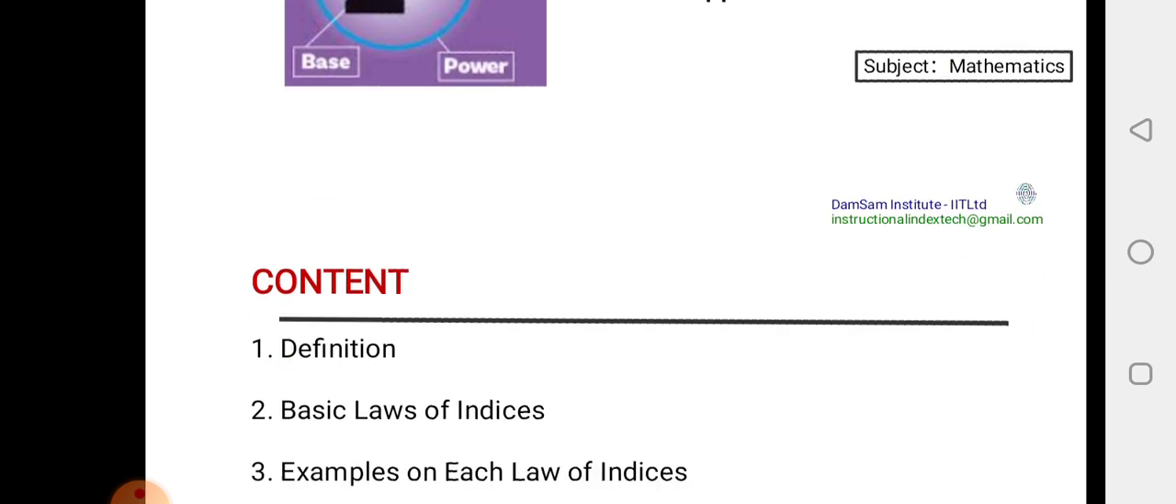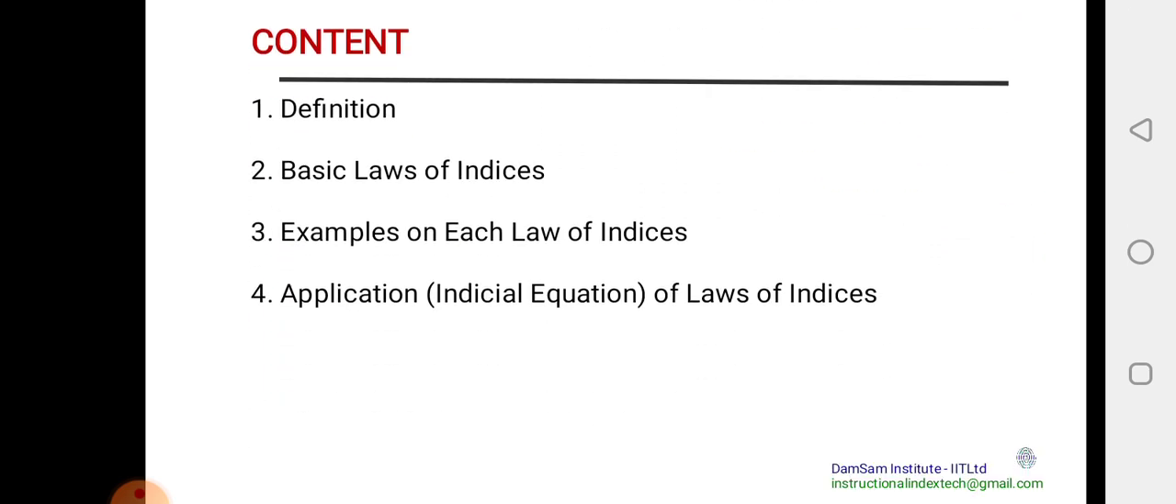Today, we'll be studying indices. We want to look at the laws of indices. What do we mean by indices? We want to look at the basic laws of indices, examples on each law, and the application of those laws.